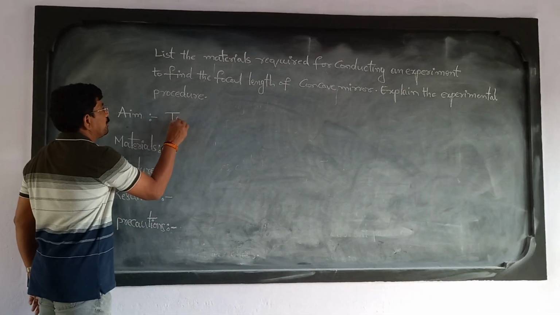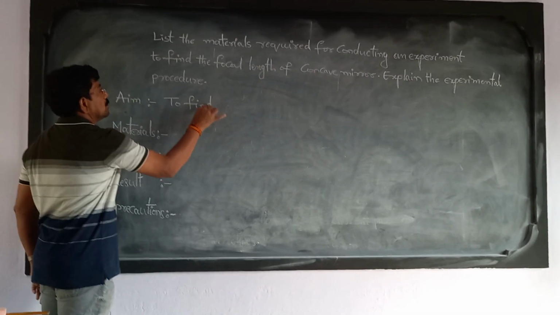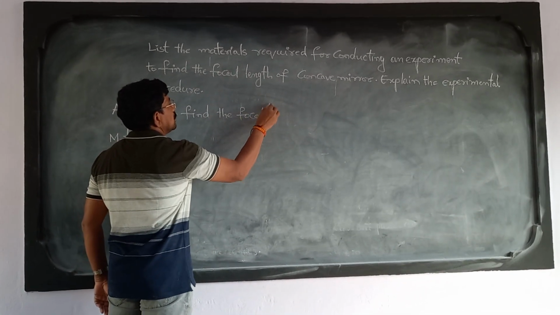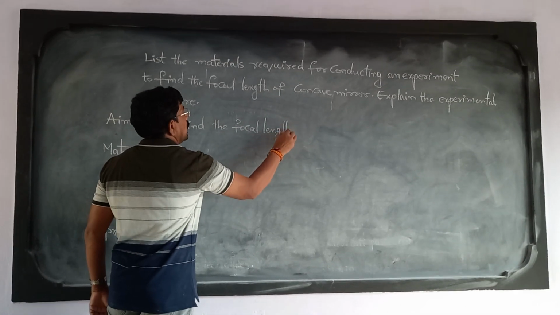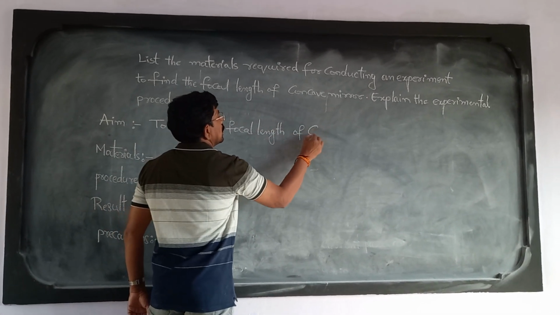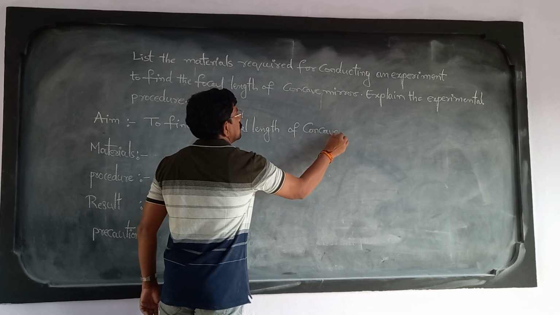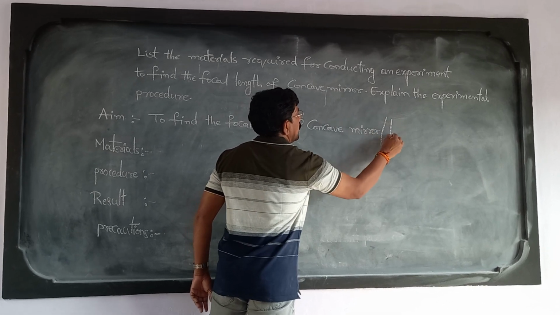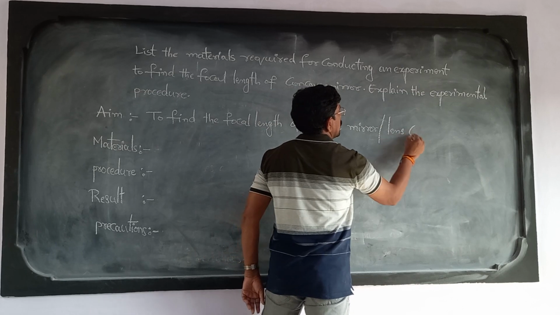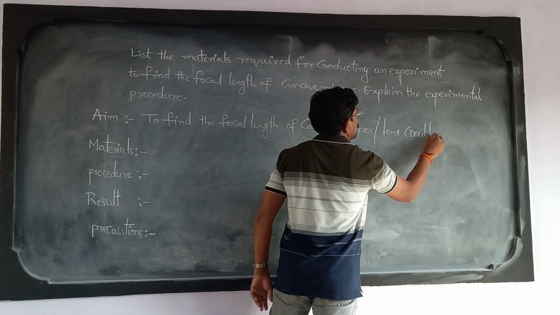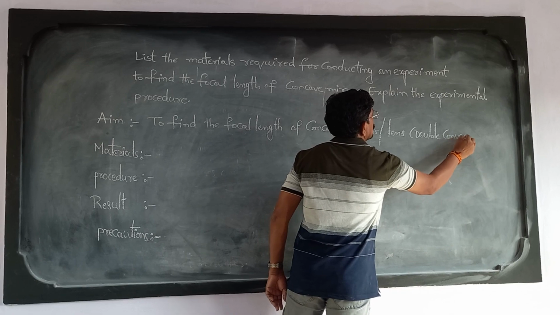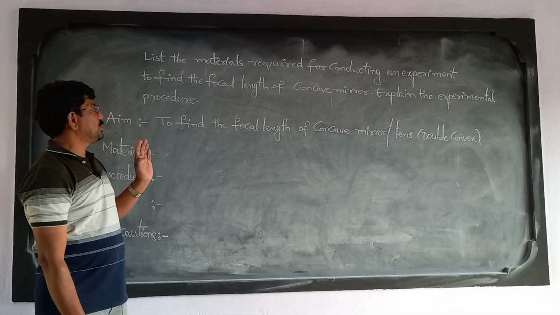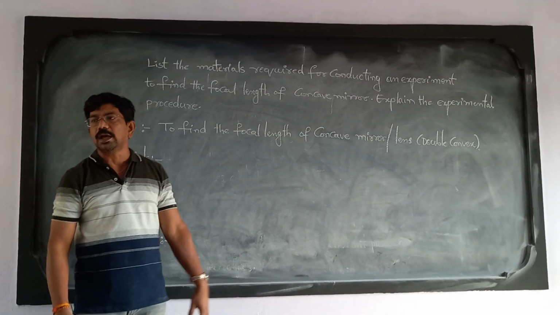The aim: to find the focal length of a concave mirror or a double convex lens. In the textbook it is given as double convex. Whenever this type of question is given, first you write the aim. What is the aim of the experiment?